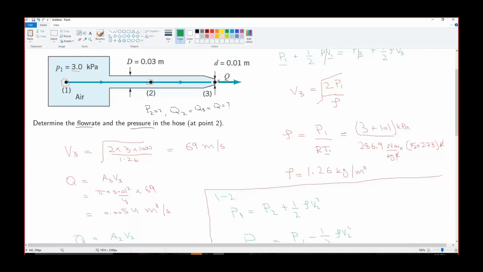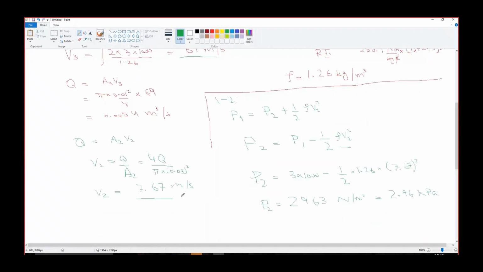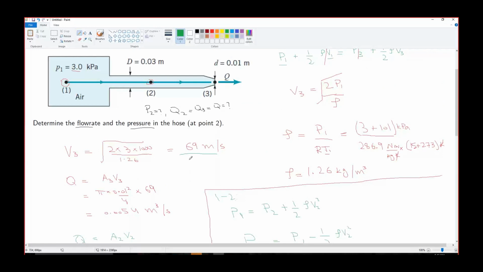At point 3, the pressure is 0. So we can see that the velocity at point 3 is much greater than velocity at point 2, which means all of the static pressure at point 3 is converted into dynamic pressure. Clear? Yes, sir. So this is how we apply Bernoulli equation to different flow situations. Any question in this problem?